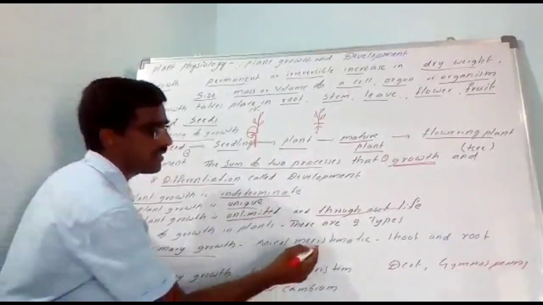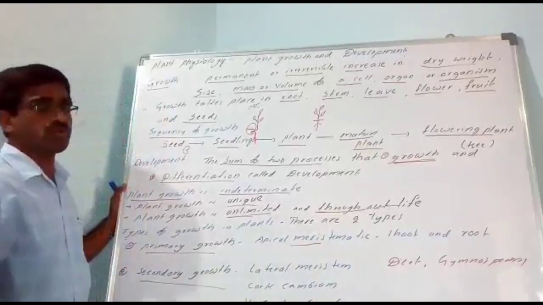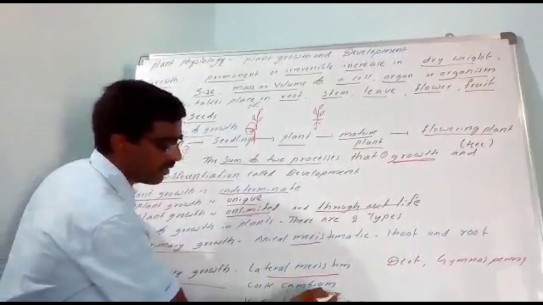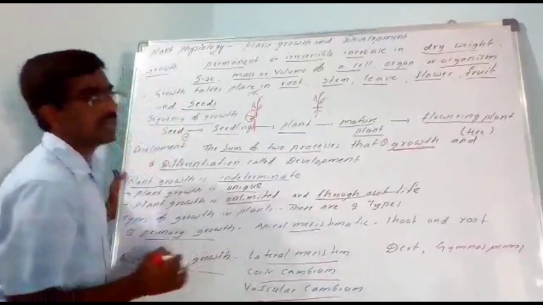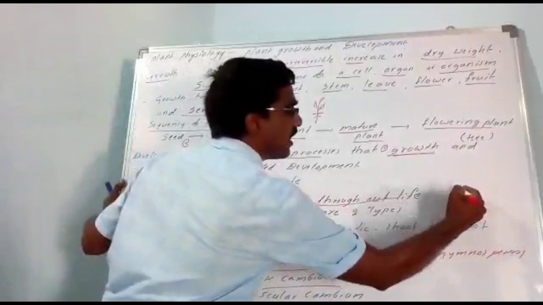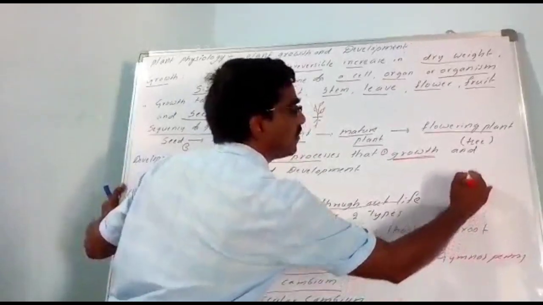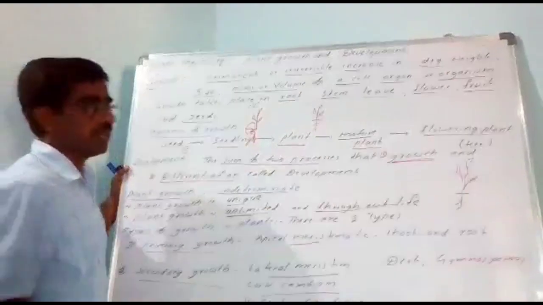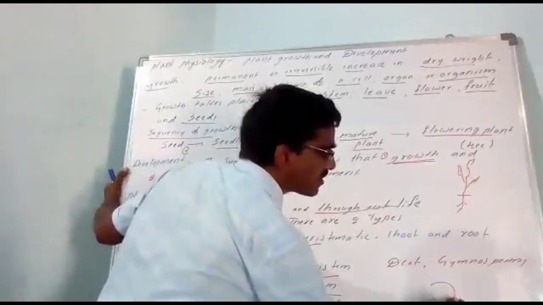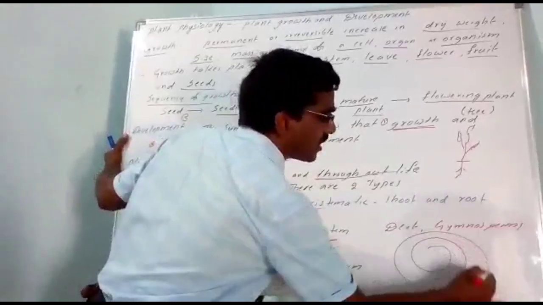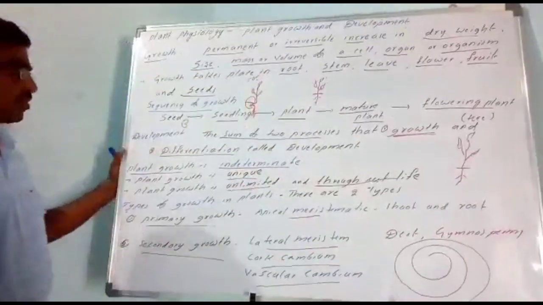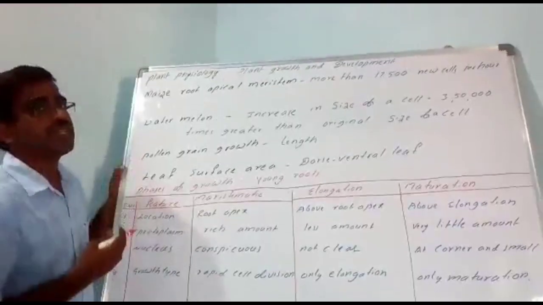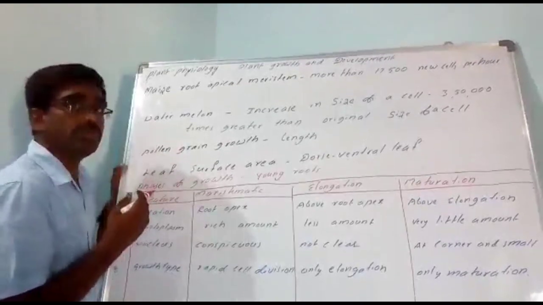Primary growth takes place at the apical meristem of shoot and root, but secondary growth takes place in the lateral meristem portions: cork cambium as well as vascular cambium. Primary growth always helps to increase the length of the plant body. But secondary growth always helps to increase the width of the plant body. So two types of growth are seen in the plant body.